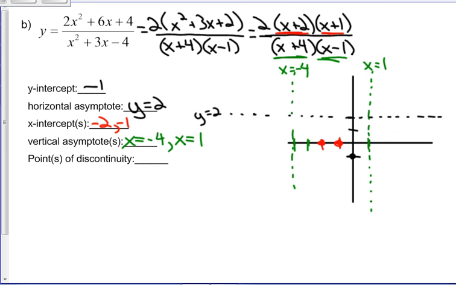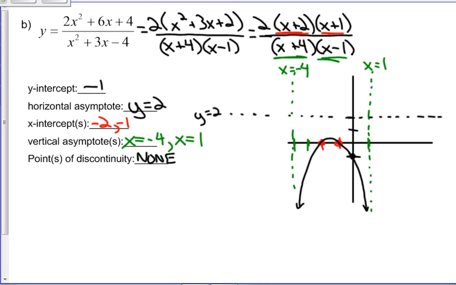Okay, and now we have to combine these. We look for points of discontinuity. There's nothing that's the same on top and bottom, so there are none. If I go through and try and connect my points, I think it's pretty obvious what needs to happen here. This will have to go through there and likely continue down.